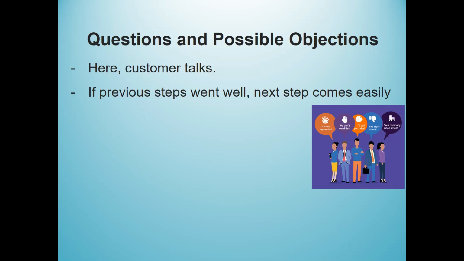So this is not where the sales associate asks questions, this is where the customer talks. If the previous steps went well, the next step comes very easily. If not, the possible objections come here, very strong, and you need to handle them. You'll see the customer's nonverbals have changed at this stage, possibly changing the way they look, and if they do that, then you know that something is not right.